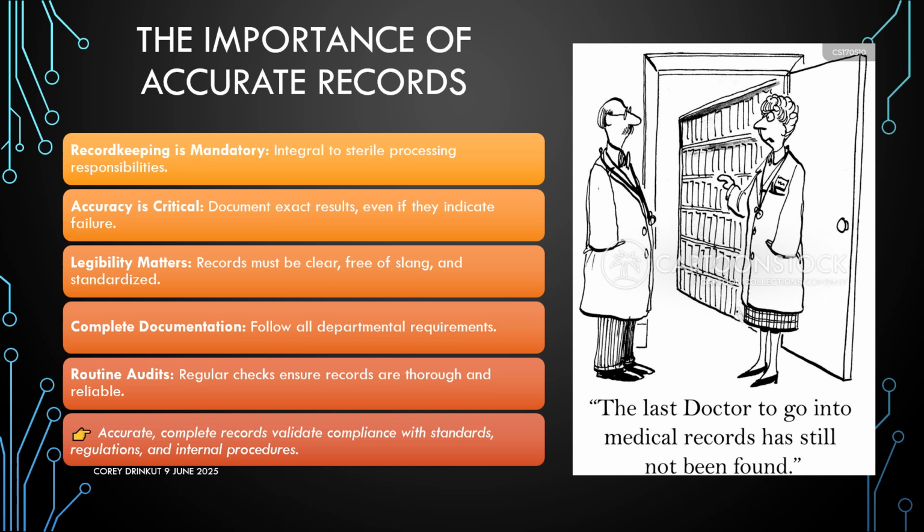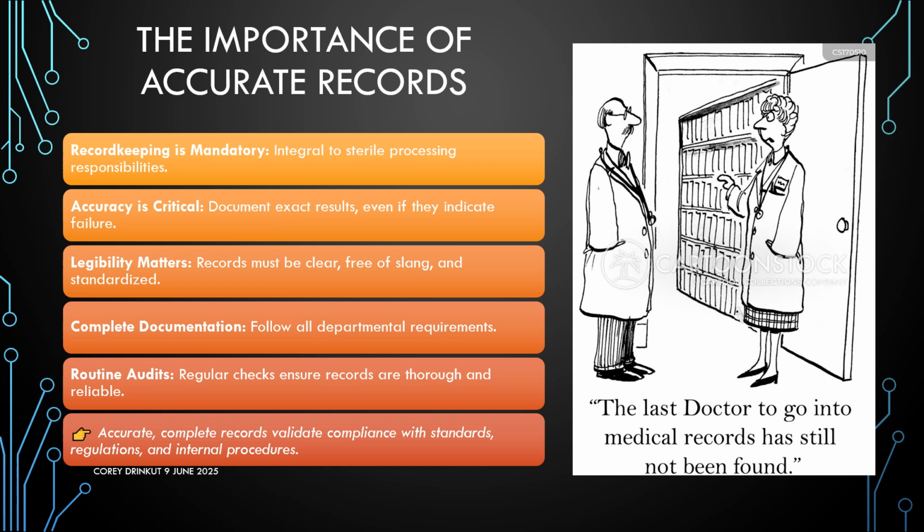Record keeping in the sterile processing department is not an option. This is not, well, we'll do it if we feel like it. No, this is a requirement. It's a crucial part of daily responsibilities. So every sterilization cycle, every equipment test, and every maintenance task must be carefully documented. It's essential that these records are accurate. They must be accurate. They must reflect exactly what occurred, even if it shows that the process has failed in some way, shape, or form.